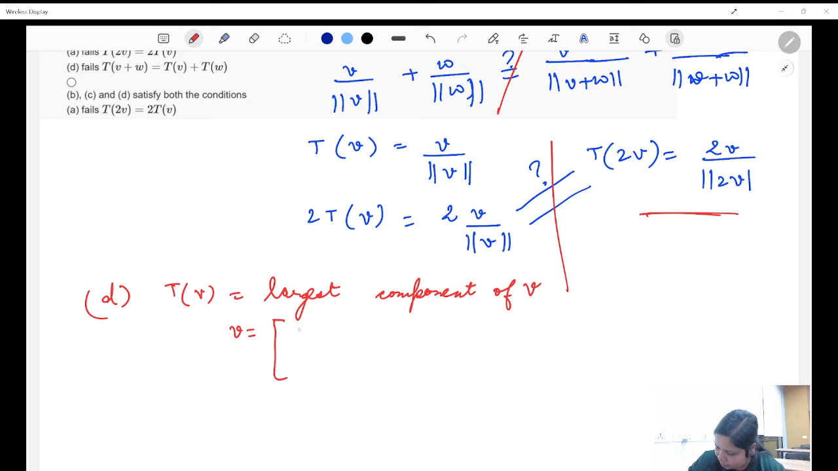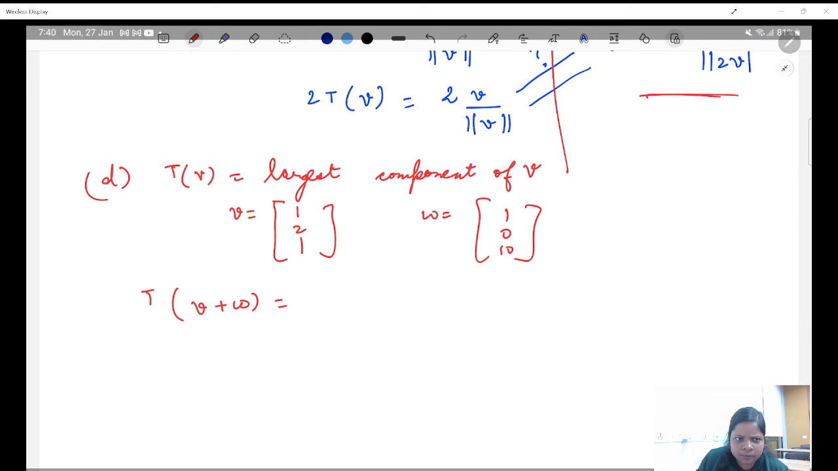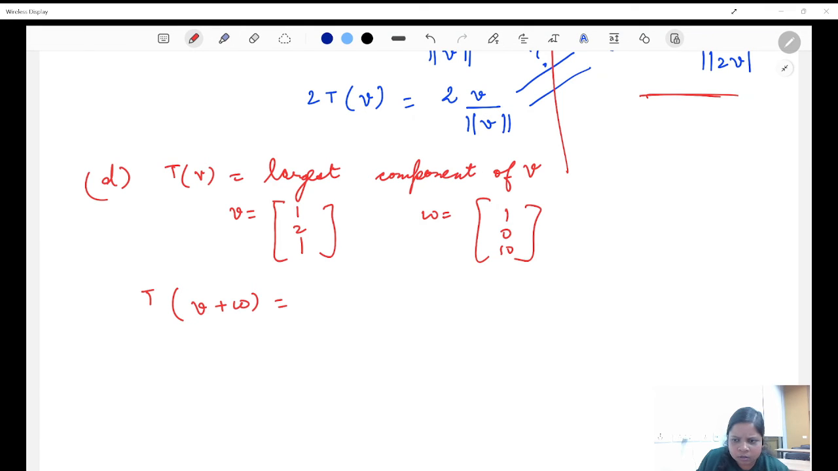So we'll see that. Let's say I take an example. V is equal to 1, 2, 1, W is equal to 1, 0, 10. Okay, if I write T of V plus W, what would it be? What happened?